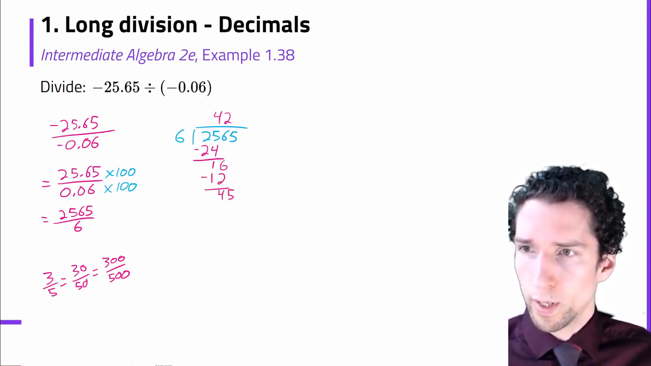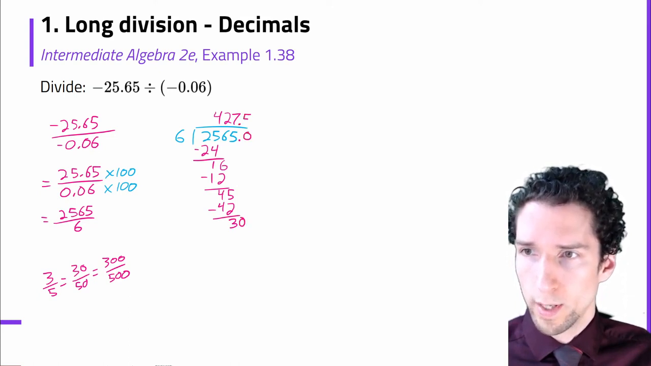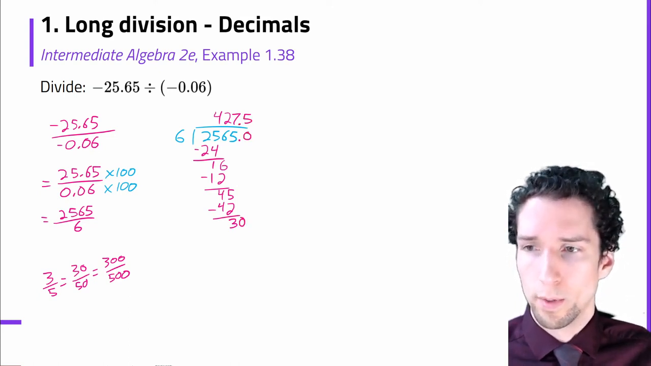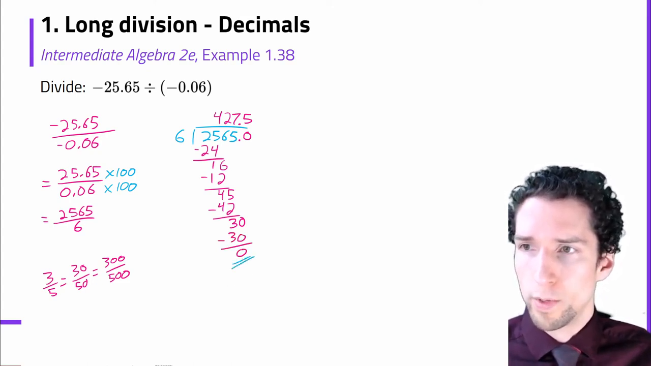That will go in 7 times for 42. And that will give us 3. So we're not done. We need decimals here. 6 into 30, though, that will go nice and cleanly. No infinite decimal in this case, so 30 and 0. Okay, so our result here then is exactly 427.5.